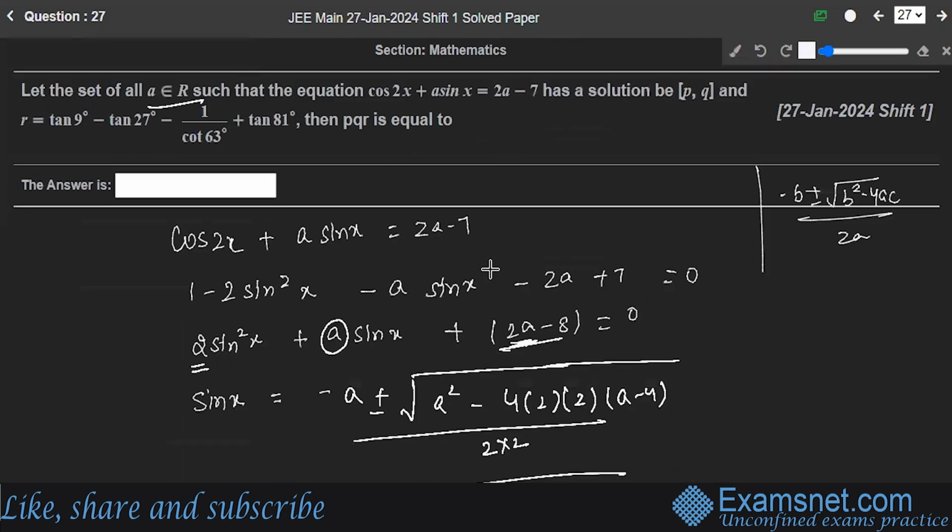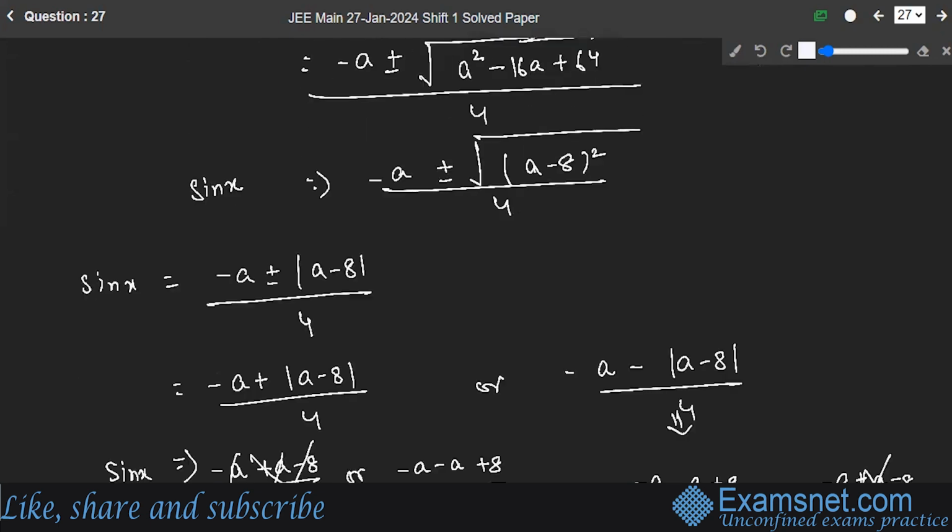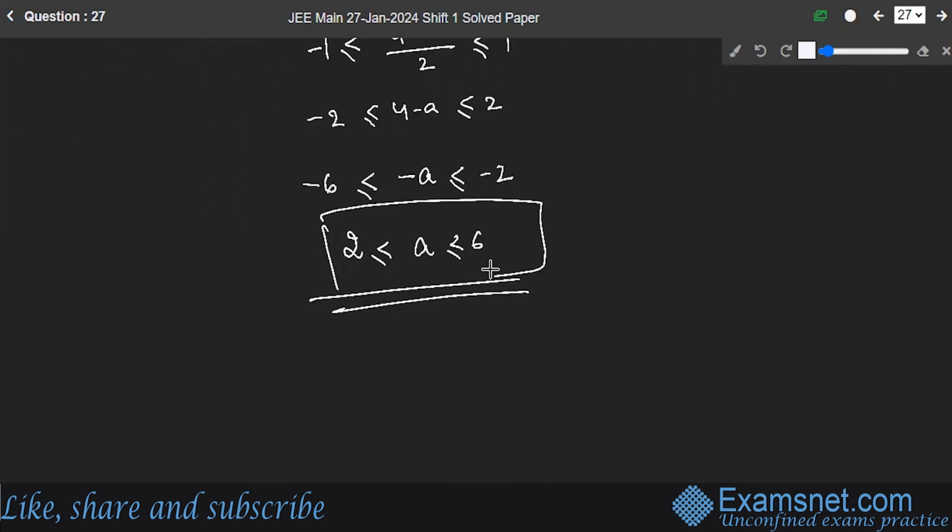Now let's get back to our question. What do we have to do? I just forgot that. Okay, so it has a solution P comma Q. That means a belongs to 2 comma 6. That means according to the question, this is your P and Q.